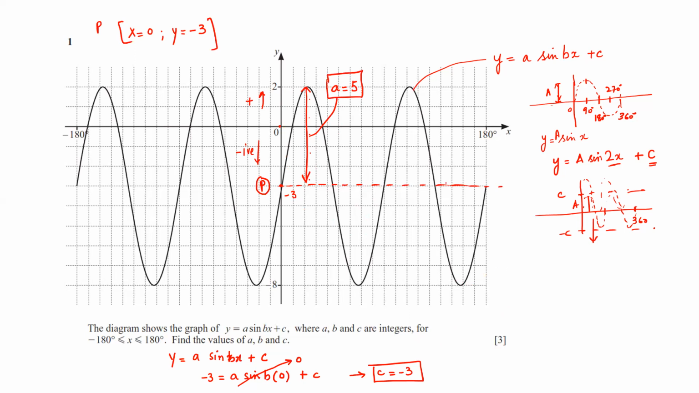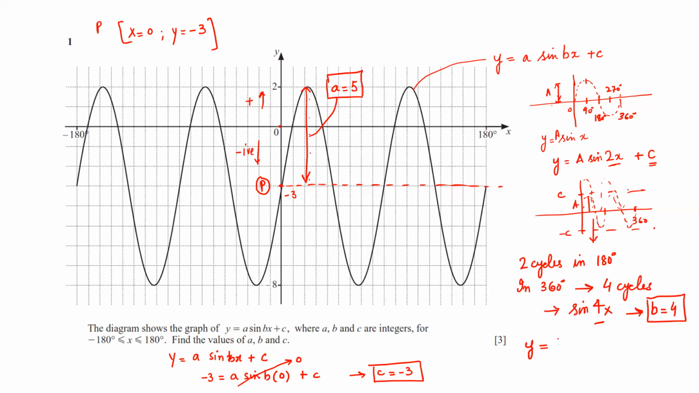And now, how many cycles? We have 2 cycles in 180 degrees. It means that in 360 degrees, we will have 4 cycles. So it means that this waveform is sine of 4x. So now this corresponds to b equals 4. So what we get here is y equals 5 sine 4x minus 3. So this is how our equation will look.